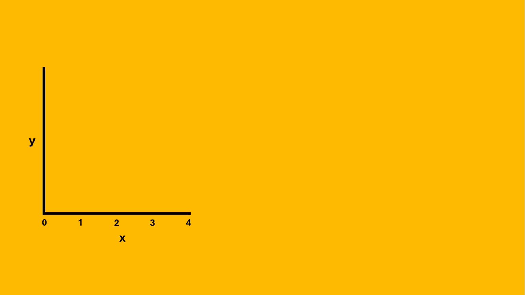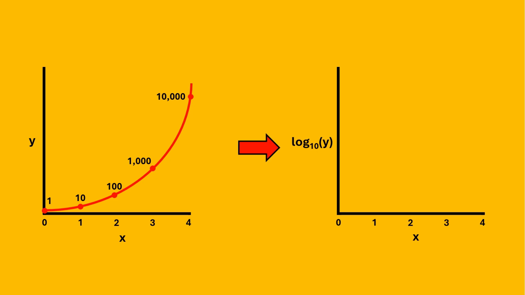And for a bit of context on what the difference is, if we have a curve that starts at 1, and then for every value of x, the value of y increases by 10 times. What a log base 10 does is basically correct for that factor of 10 increase. So applying a log base 10 to the y value gives you a nice linear line that goes up by 1 for each step along x.